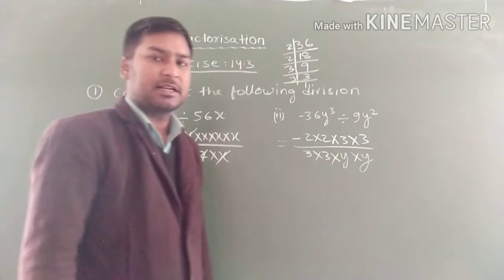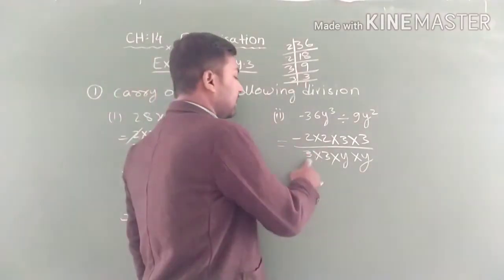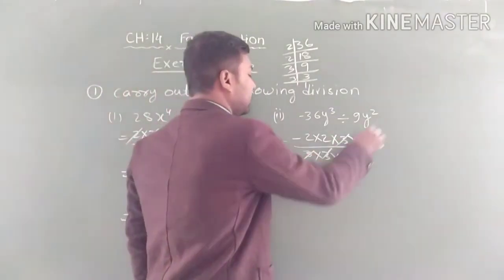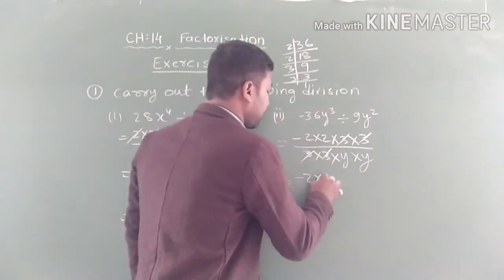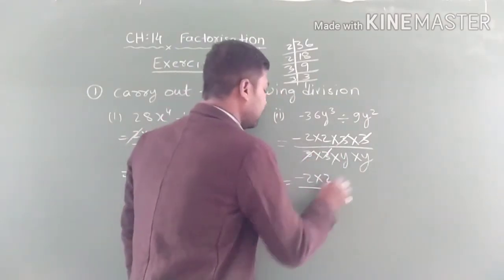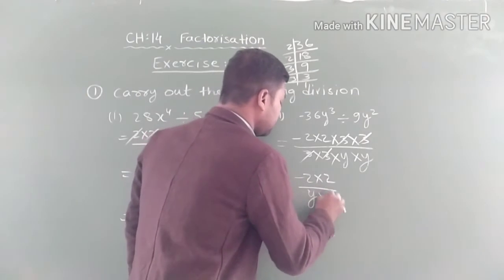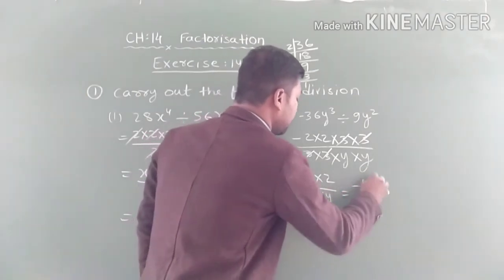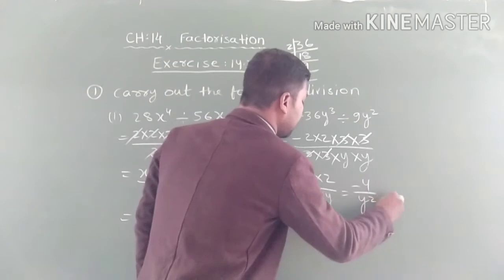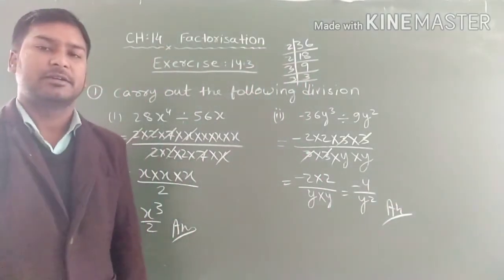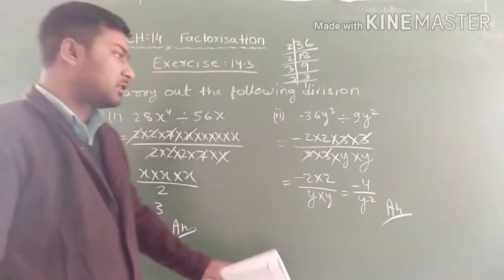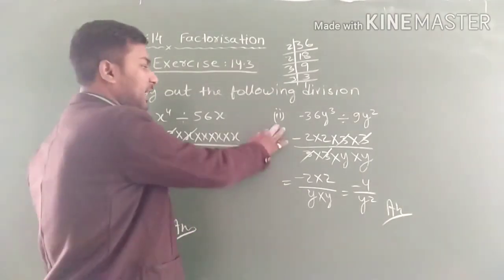What terms will cancel out here? 3 and 3 cancel out, 3 and 3 cancel out. What is left? Minus 2 into 2 divided by y into y. So this will be minus 4 upon y square, and this is the final answer. So this was the solution of question number 2.